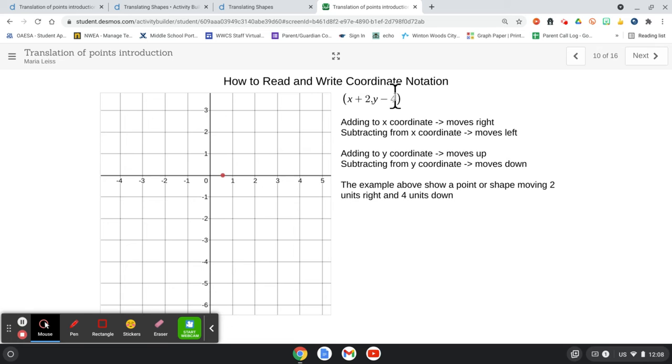This is, again, like I said, like our directions or our GPS system in our cars or on our phones. It tells us how far and which directions to go.